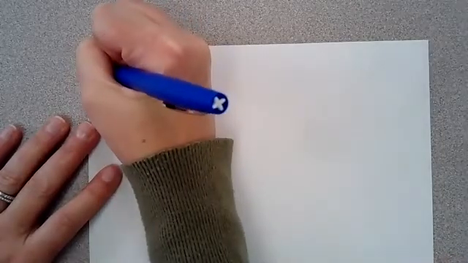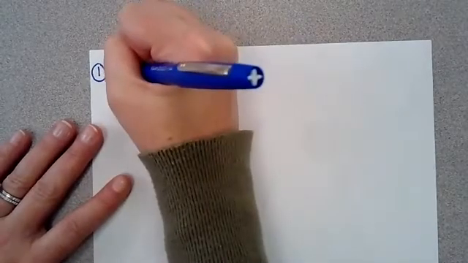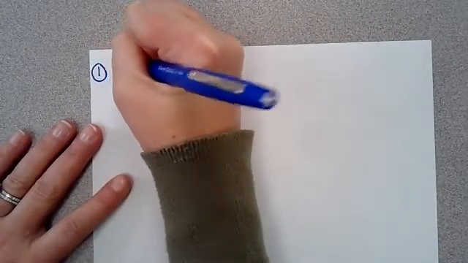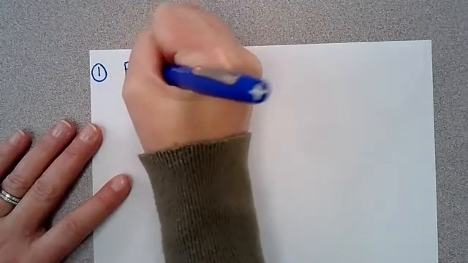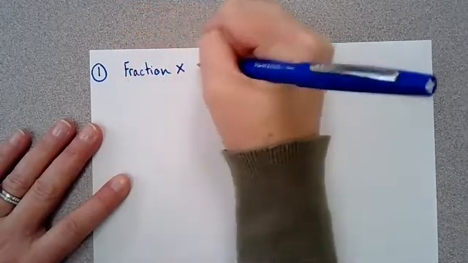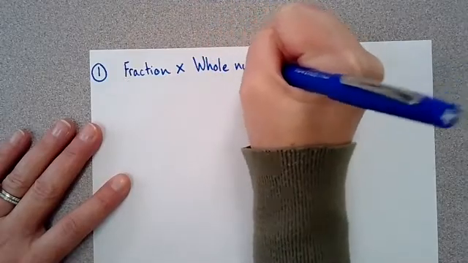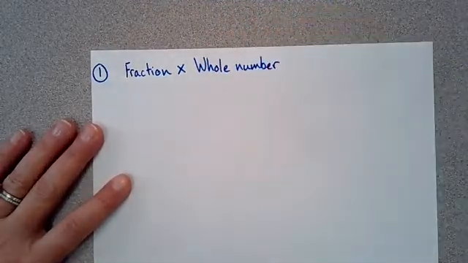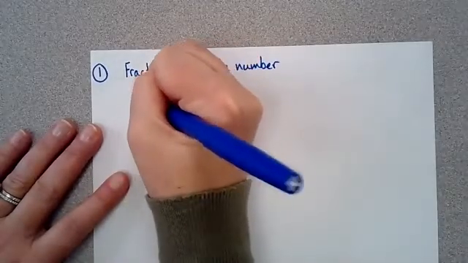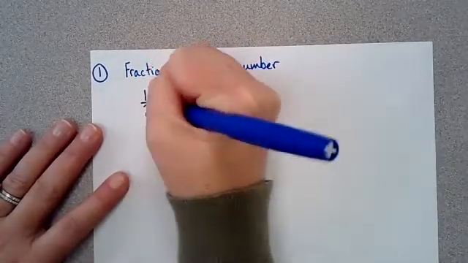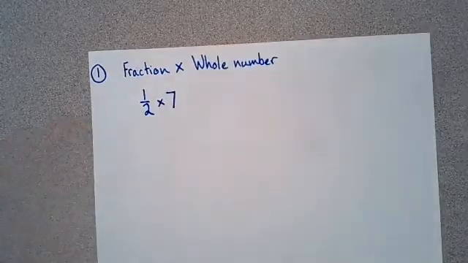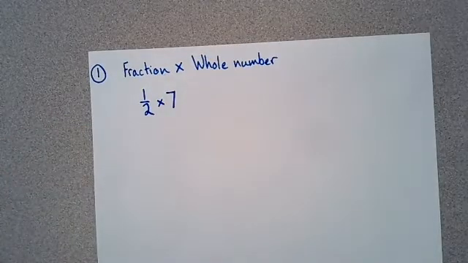At the top, I want you to write a 1. And this is the first way that you could see multiplication of a fraction. So it could be a fraction times a whole number. Okay, so what that could look like would be this. So like if you had 1/2 times 7. Okay. What do you do when it's 1/2 times 7? How do you find the answer?